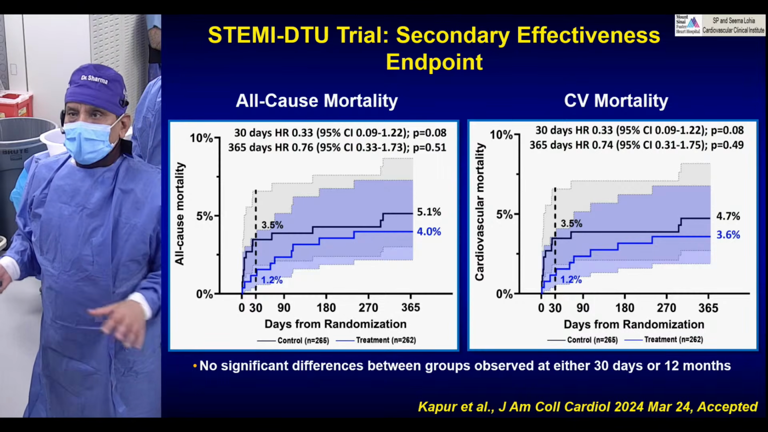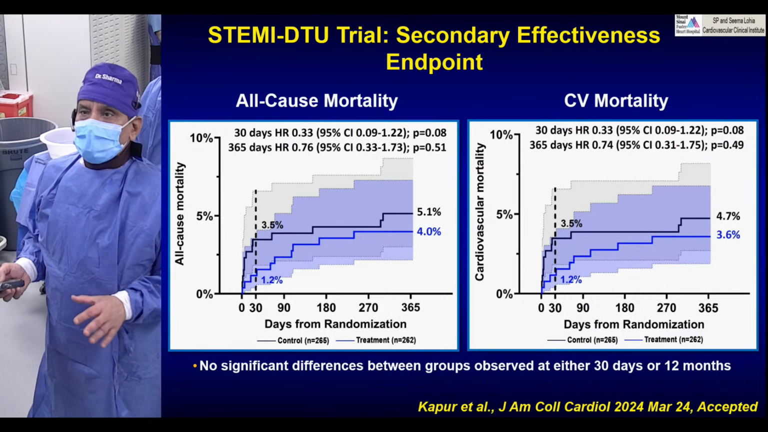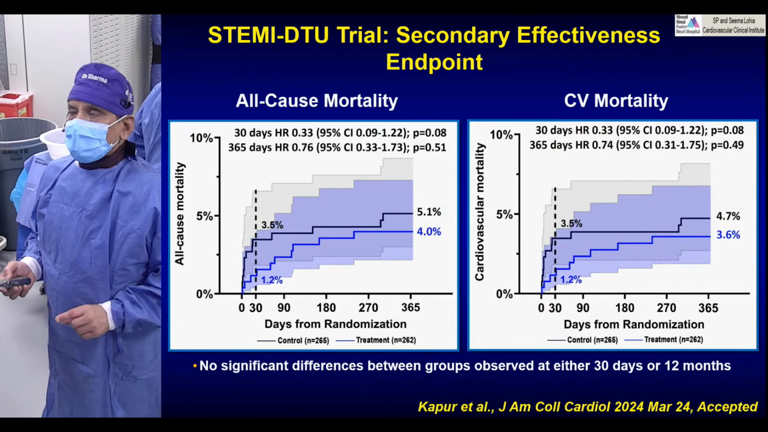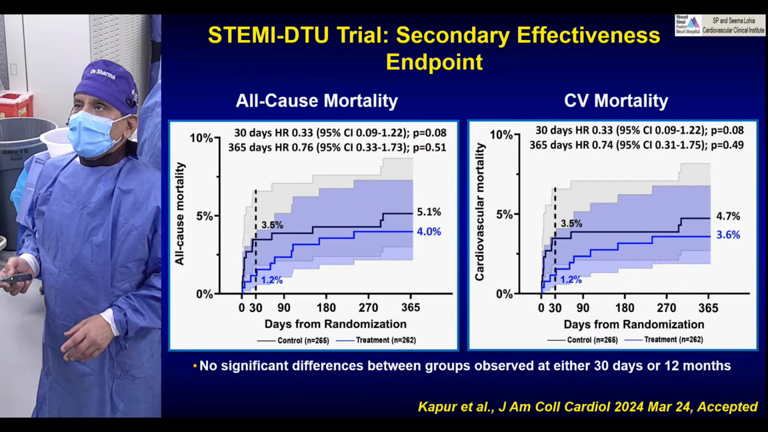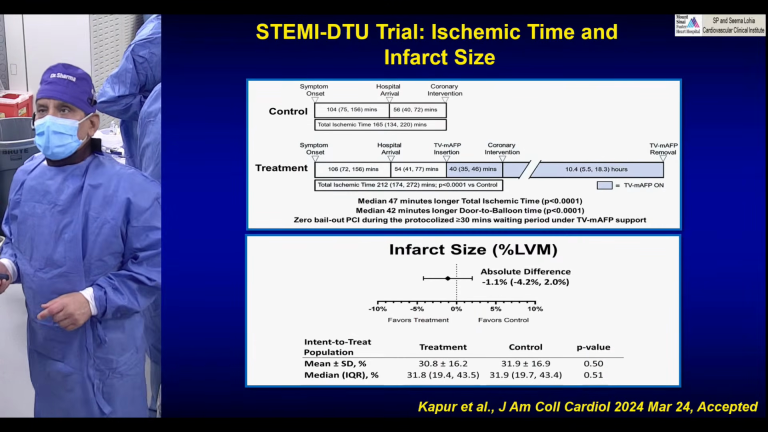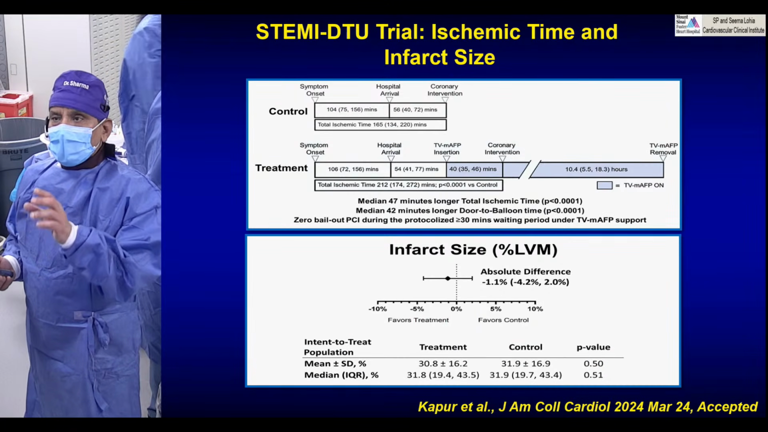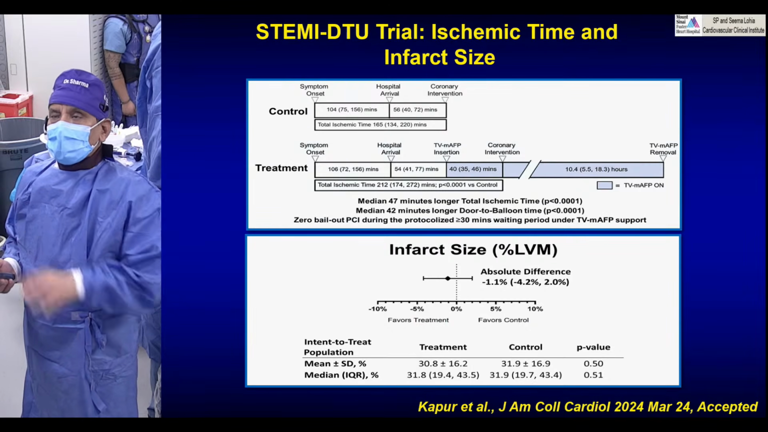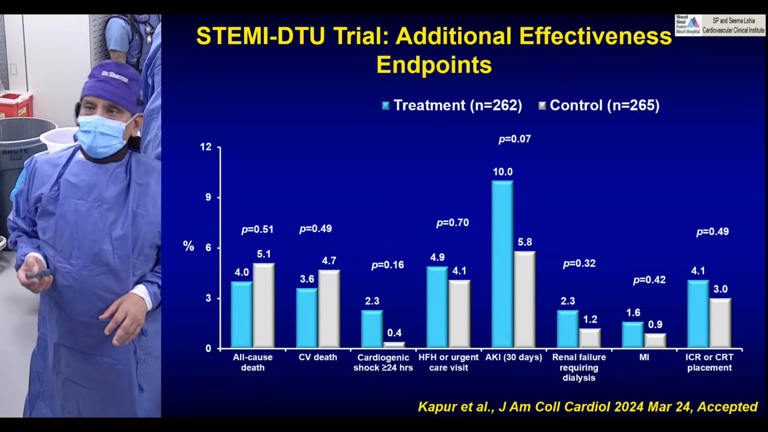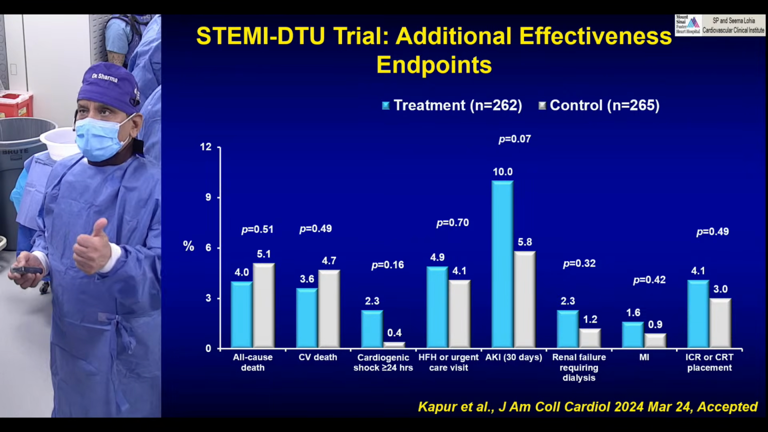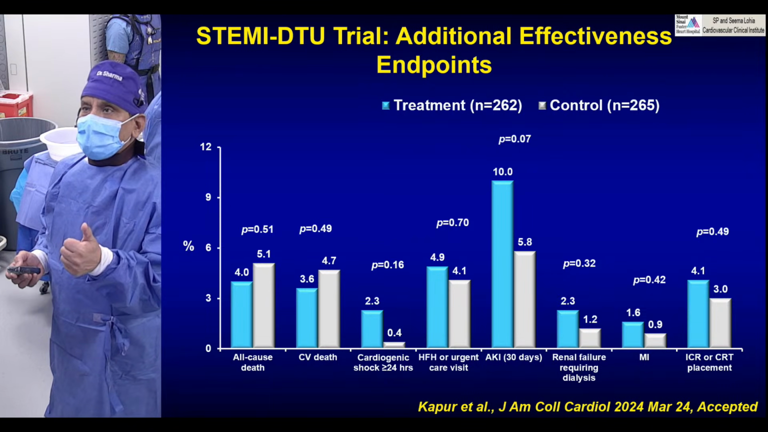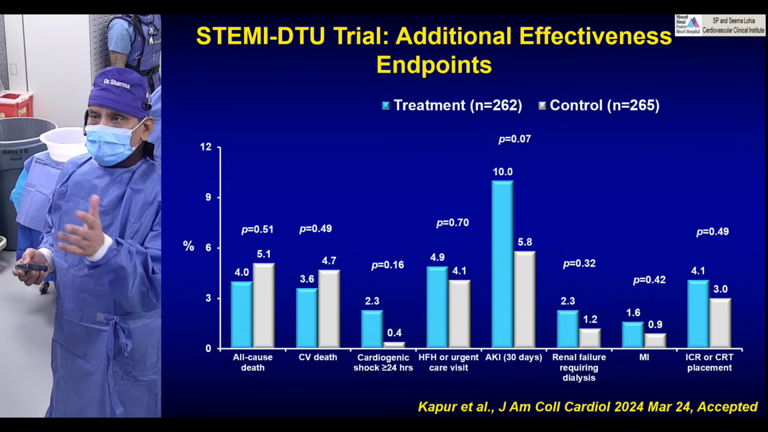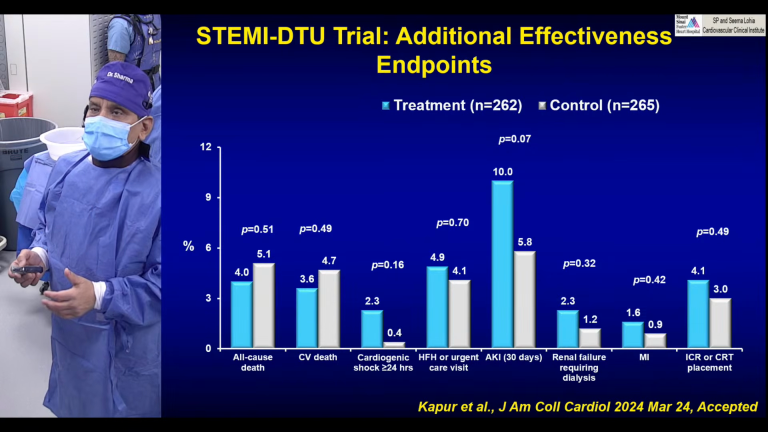Overall outcome, exactly identical, no difference in the control and treatment group at 30 days or at 12 months. So you can see that exactly identical, both cardiovascular as well as all-cause mortality. And infarct size again was identical with 30.8 in the treatment group, 31.9 in the control group. But one of the big things which happened was kidney injury. You can see here, higher kidney injury, 10% versus 5.8 in the treatment group, and for renal failure and dialysis, other endpoints were not different.